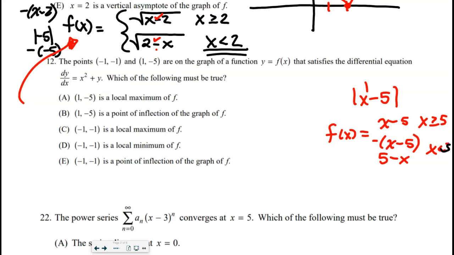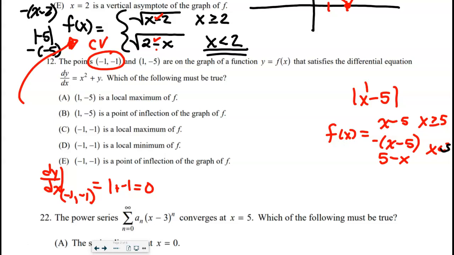Number 12 was also in the most missed. It's also in AB. And it has to do with local maxes and mins when you can't make a sign line. So we know that we've got these 2 points on the graph, okay? The first thing I would do is see what the derivative is there. So my dy/dx at (-1, -1) would be equal to (-1) squared plus (-1), which is 0. So I do know that this is a critical value of f of x.